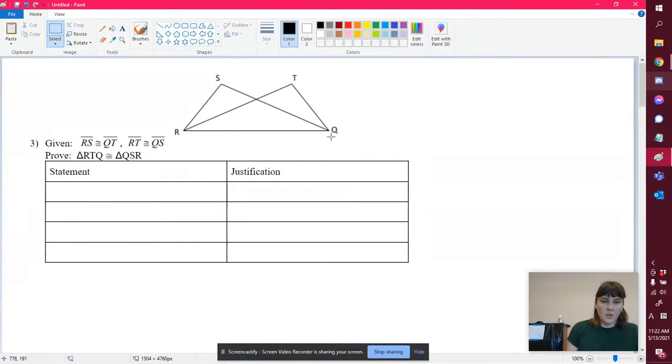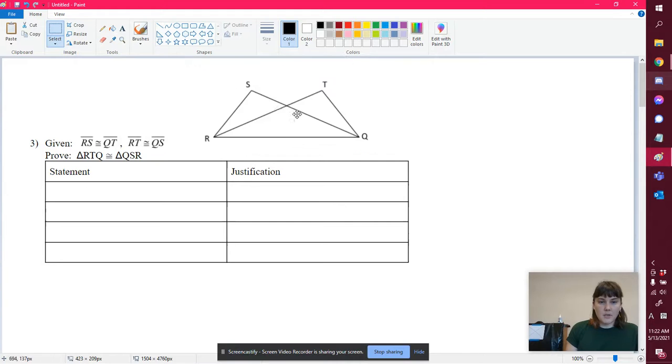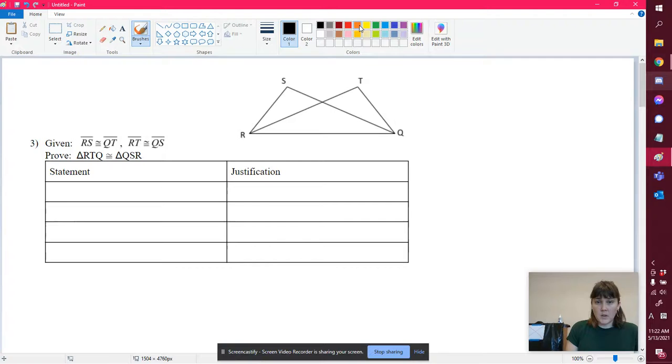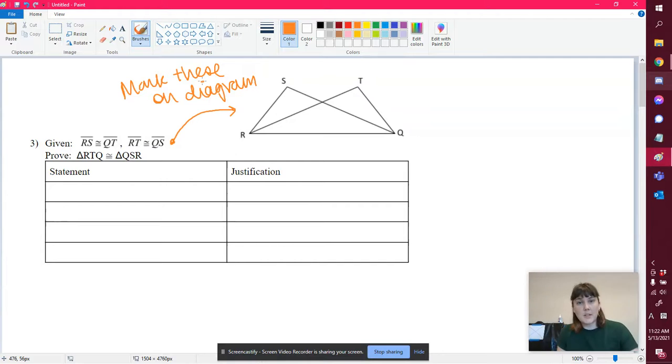Each question is going to give you a given, a diagram, and a proof statement. The givens are things we want to mark on the diagram. We'll say mark these on diagram. The more colors you have access to, the better, in my opinion.